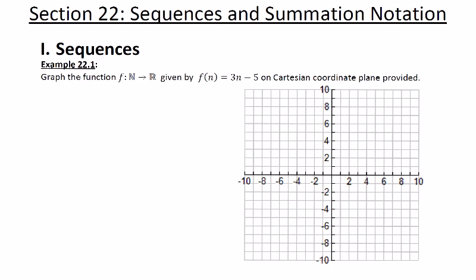It says to graph the function, and we have a function definition provided, much like what we saw at the beginning of the semester and we've been working on throughout the course of this semester. We have an equation, f of n is equal to 3n minus 5, and notice that we have a domain of the natural numbers.